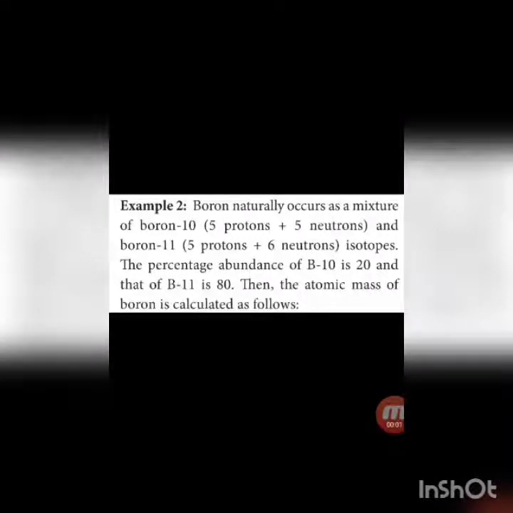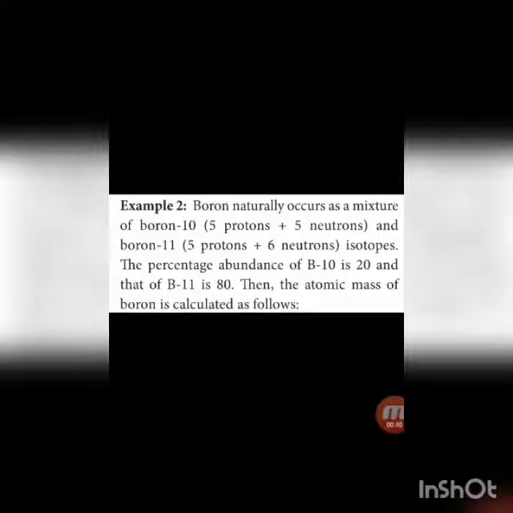Hello everyone. Now the third example we are going to see. It is given in the book on page number 94. Let me read out the problem which is given on the screen. Boron naturally occurs as a mixture of boron 10, that is 5 protons and 5 neutrons, and boron 11, 5 protons and 6 neutrons isotopes. The percentage abundance of boron 10 is 20% and that of boron 11 is 80%. Then we are going to find out the average atomic mass.